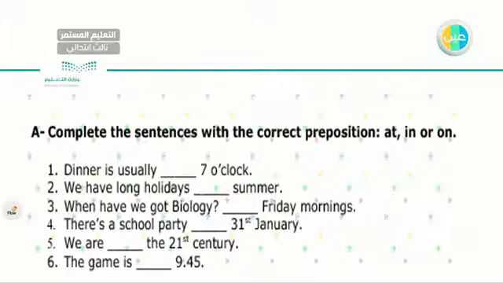Let's start with number one. Dinner is usually blank 7 o'clock. What do you think? In, on, or at? At 7 o'clock, because I have a time here. Very good. So dinner is usually at 7 o'clock. Number two, we have long holidays blank summer. What do you think? In, on, or at? In summer. Very good.